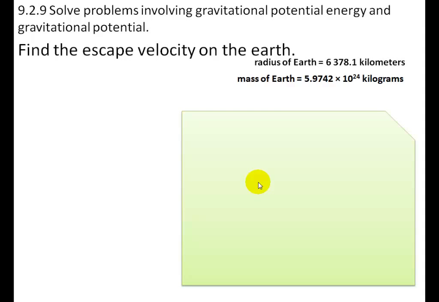Then we have to solve problems with the escape velocity of the Earth. For example, if the radius of the Earth is this, the mass of the Earth is this, find the escape velocity. Remember, you can do a short trick.